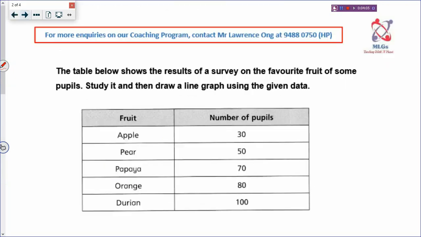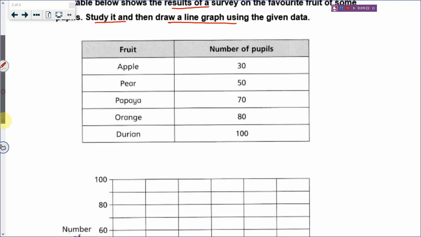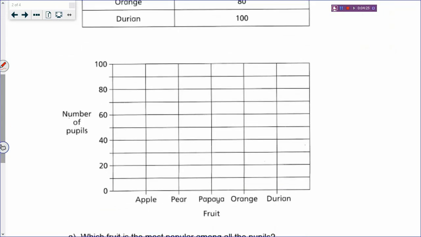Okay, then let's go to question number 2. The table shows the results of a survey of some pupils. Study the table and draw a line graph using the data. So you have numbers in the table. How do we draw the line graph? You look at the apple. For apple, there are 30 pupils. If you look at the line graph, the lines are missing. So again, you need to count the gaps first before you do anything. There are two gaps. So two gaps will be 20. Where are the gaps? One gap and the second gap.